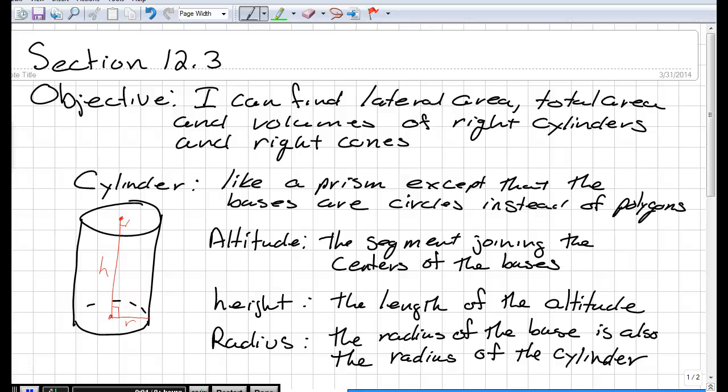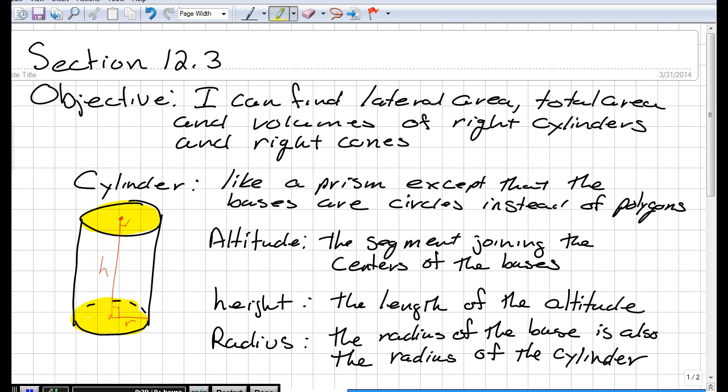Section 12.3. Our objective today is I can find lateral area, total area, and volumes of right cylinders and right cones. So first of all, a cylinder is like a prism, except that the bases are circles instead of polygons. So you see here on the left, I have a cylinder whose bases are circles.